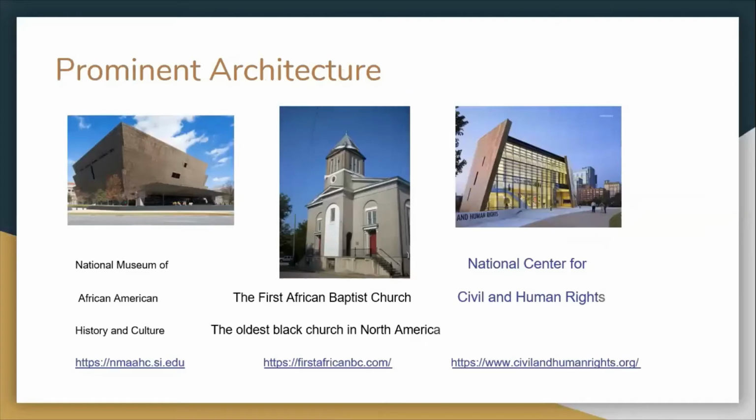Prominent architecture. Pictured here are the National Museum of African American History and Culture, the First African Baptist Church, which is the oldest Black church in North America, and the Center for Civil and Human Rights.